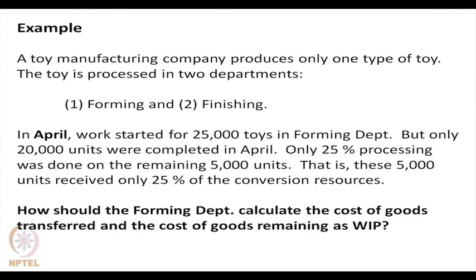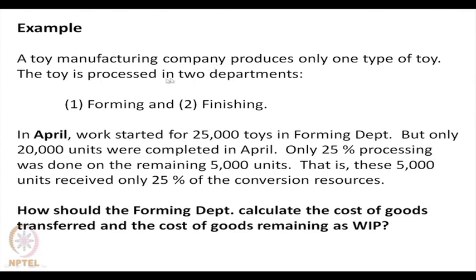Here we are considering a toy manufacturing company that produces only one type of toy in large number. Therefore, it is something like a continuous production or a mass production system. One type of toy being manufactured by the company.